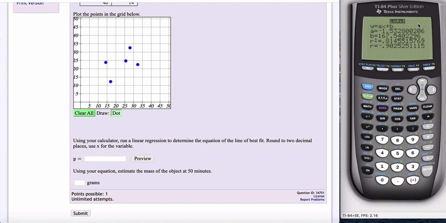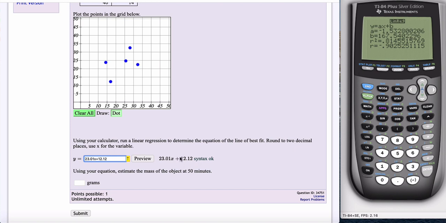So get your LSR line out of your calculator. Hopefully you can get to this screen that you see right here, and then understand how to get your LSR line out of this screen. So you're supposed to round the coefficients to 2 decimal places. So you type them in here, whatever they end up being. Don't forget to put in the X, or otherwise it won't like it.